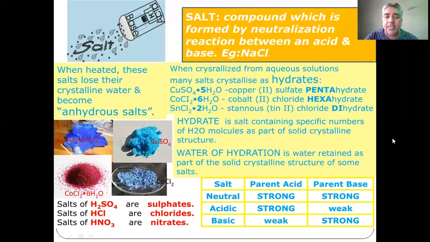For example, NaCl. It is formed by the reaction of hydrogen chloride plus sodium hydroxide, which gives sodium chloride and water. That is known as salt. When crystallized from aqueous solution, the salt hydrates. When heated, these salts lose their crystalline water and become anhydrous. Many salts crystallize as hydrates.